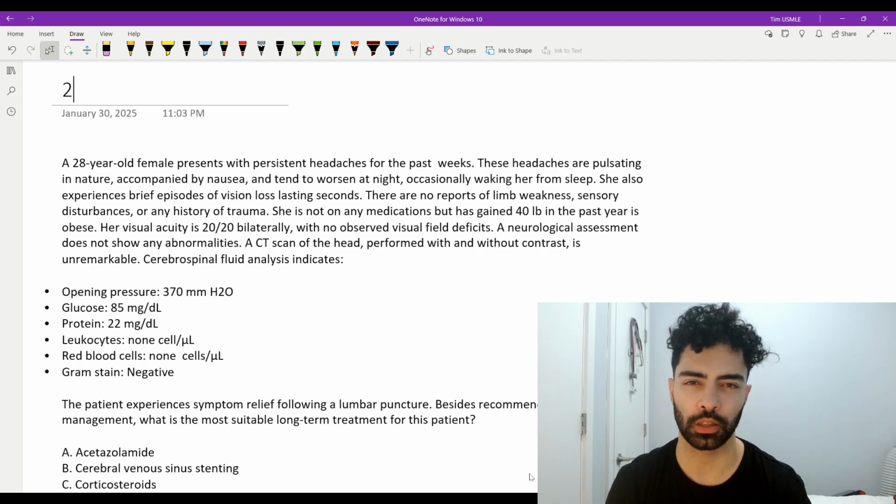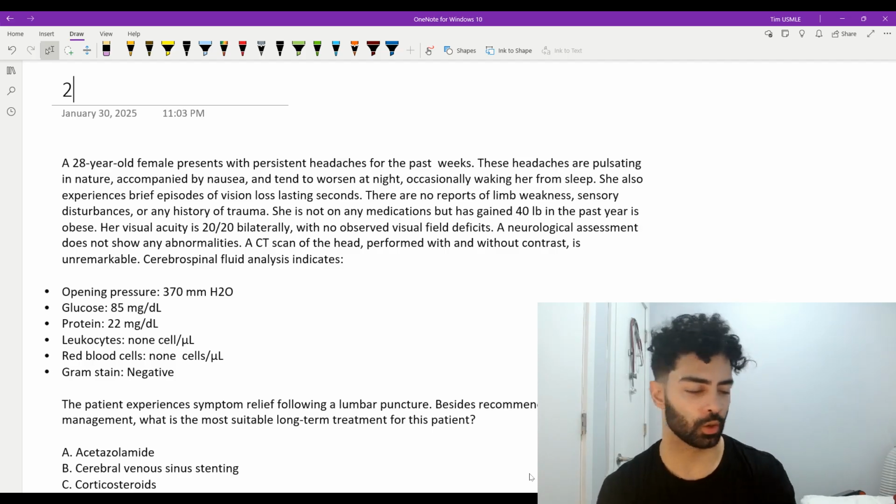But let's read on. Let's see what's going on with her. She also experiences brief episodes of loss of vision, still along the lines of increased intracranial pressure. There are no reports of limb weakness, sensory disturbances, or any history of trauma. She's not on any medication. She's gained 40 pounds in the past year.